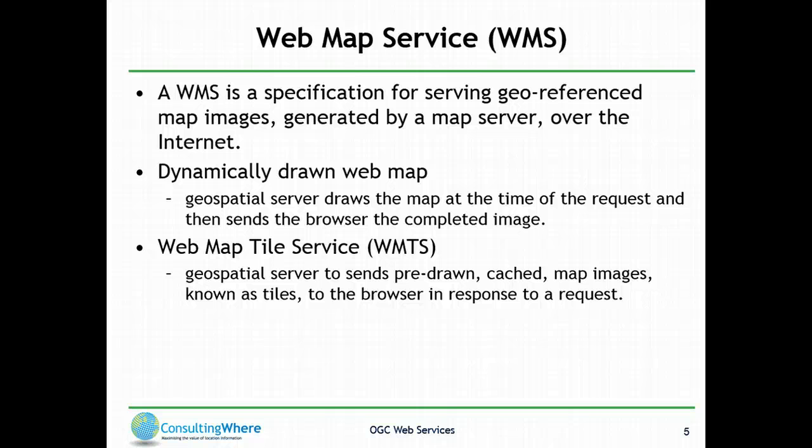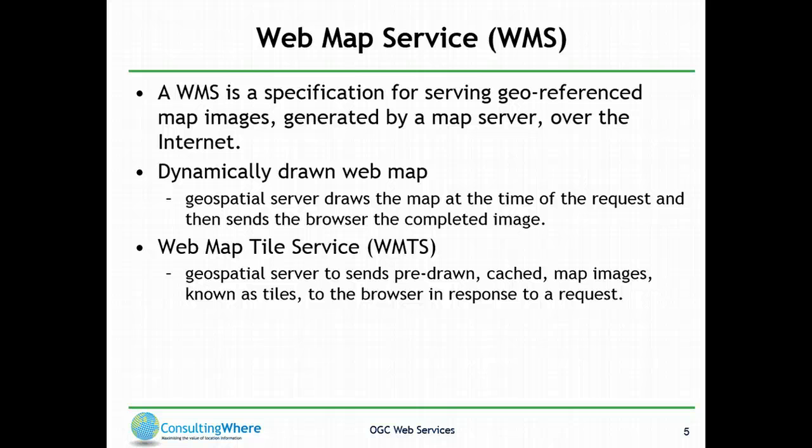It can either draw the map on request, and this is known as a dynamically drawn map, and this means the client gets the most up-to-date data, so it is good for applications where the data is changing, for example weather data, but is also slow as the server has to process and draw each map when it gets that request in.